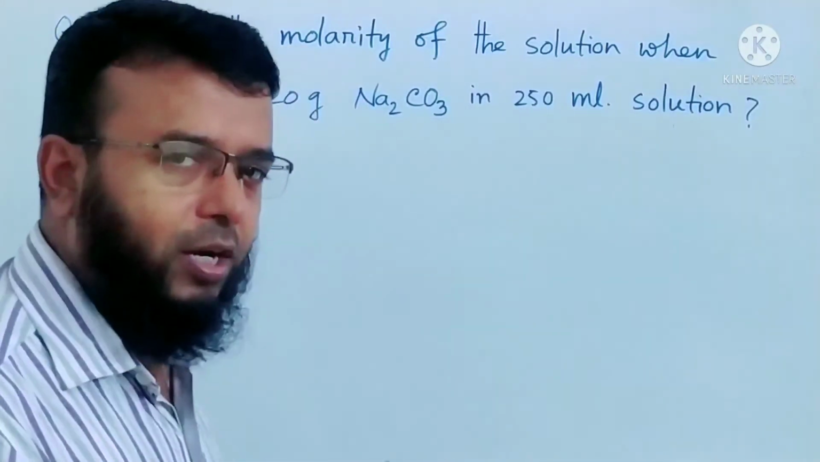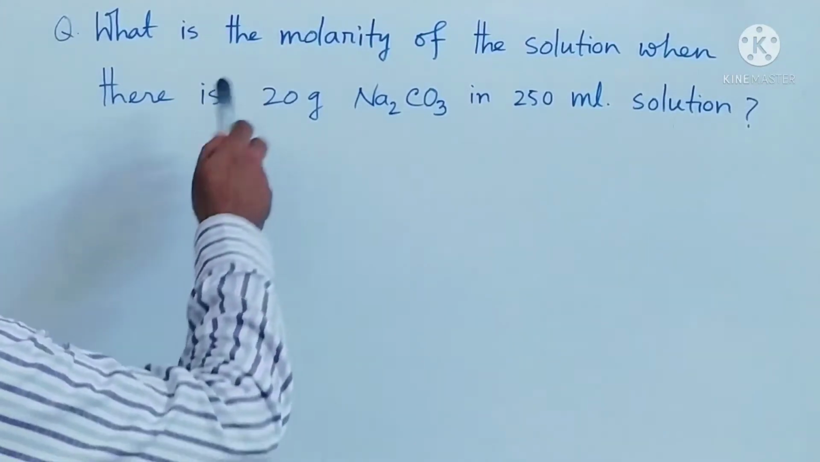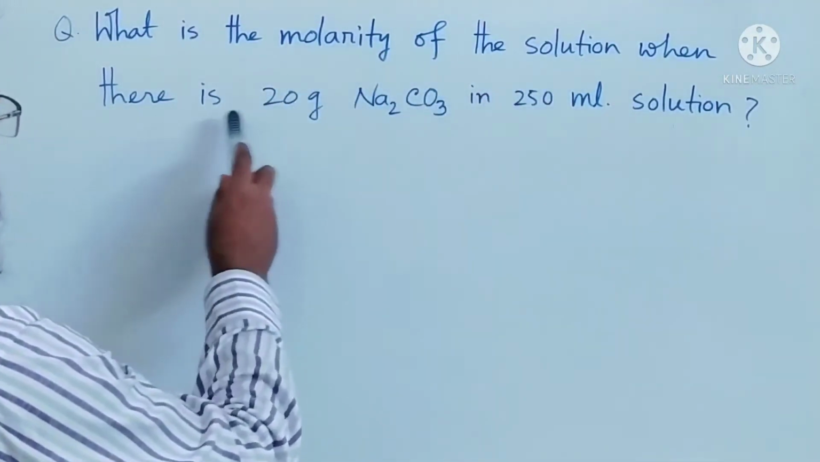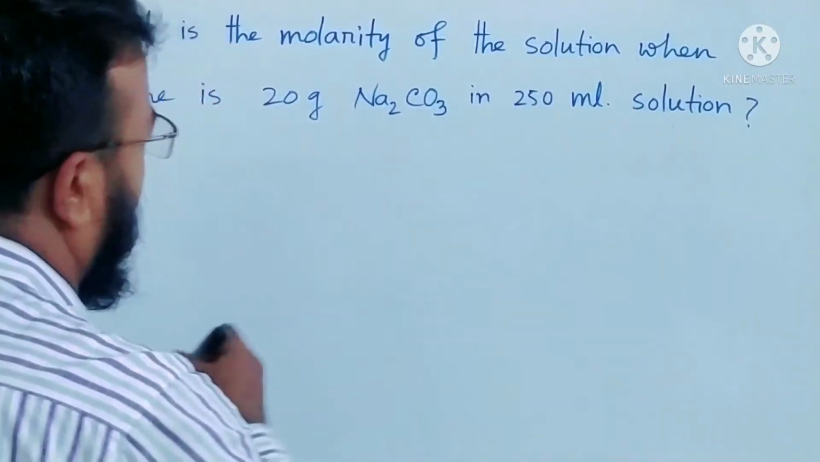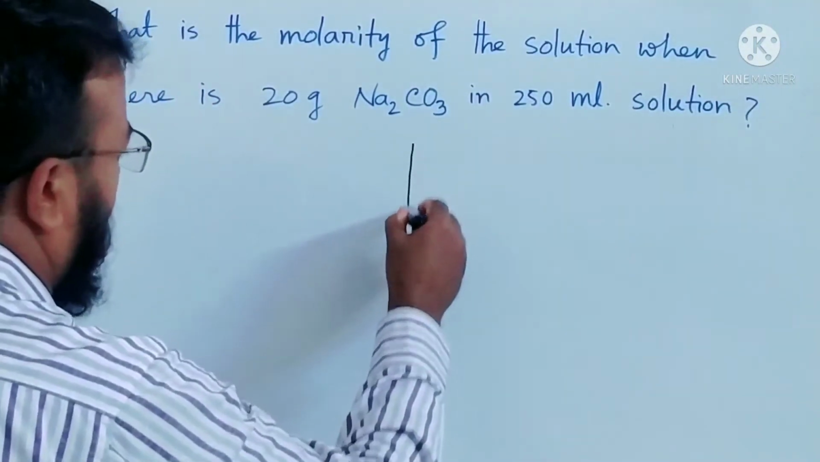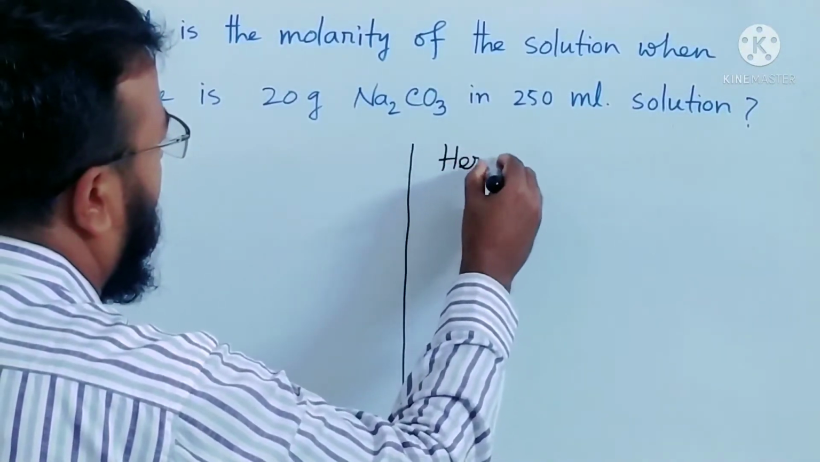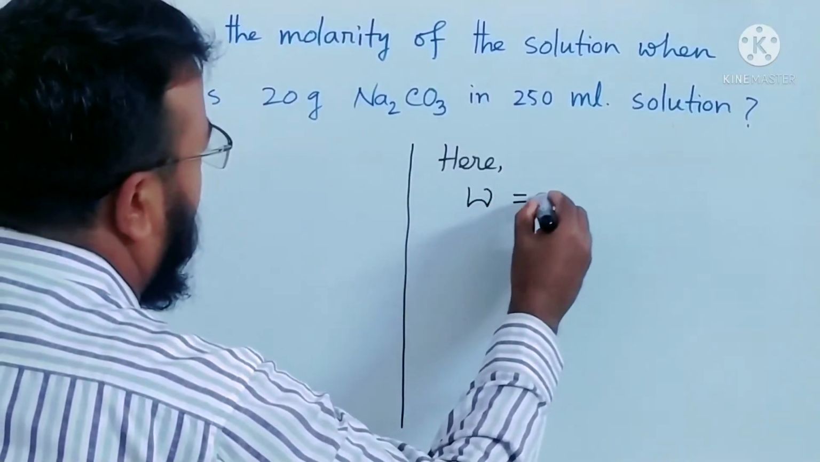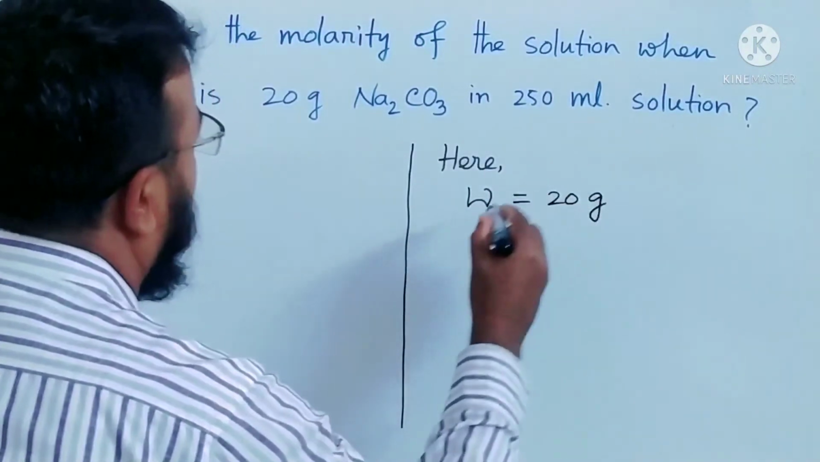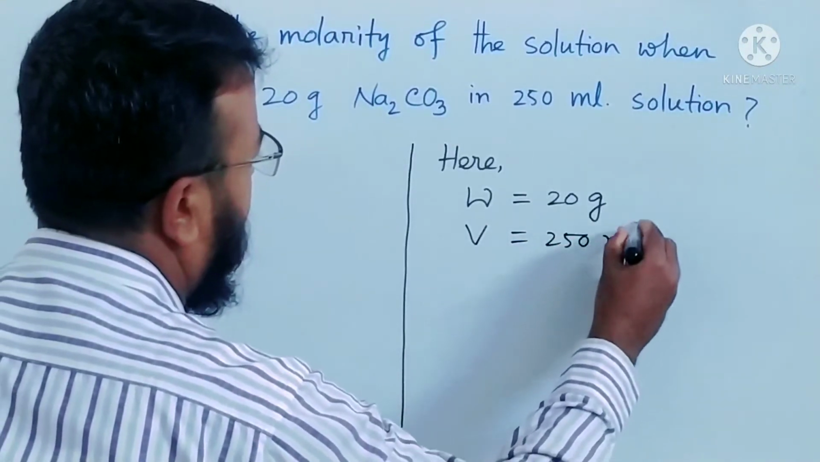Okay, now how to find out the molarity of a solution? Everybody see that I have written a question. What is the molarity of the solution when there is 20 gram sodium carbonate in 250 milliliter solution? So first of all, here we have to write what is given. The mass of solute is given, 20 gram. The volume of the solution is given, 250 milliliter.